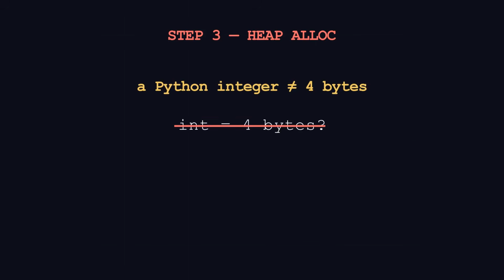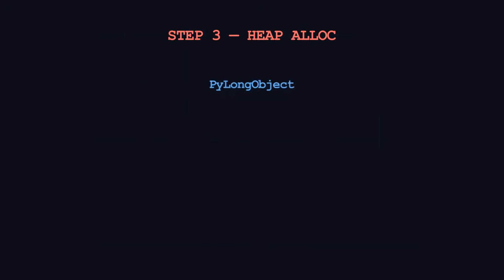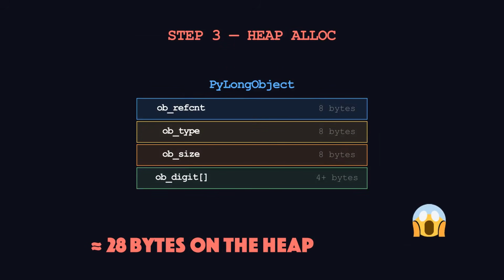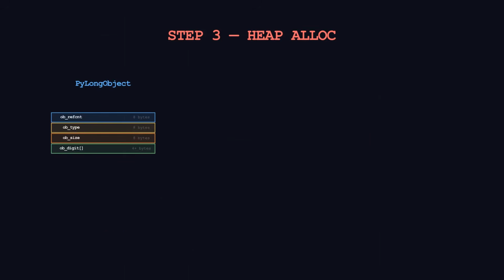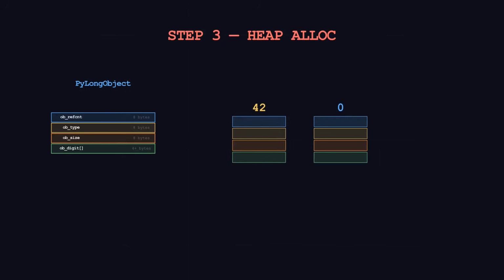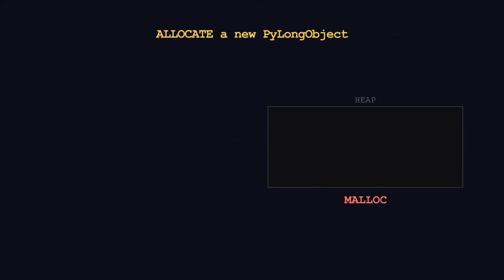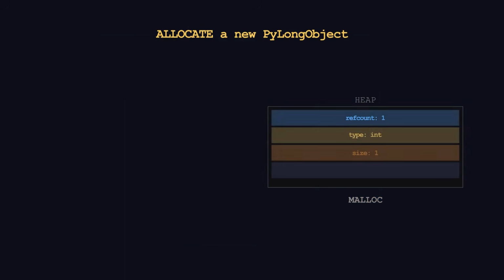And here's the catch. A Python integer isn't 4 bytes of data. It's a whole object on the heap. Around 28 bytes on a typical 64-bit CPython build. A reference count, a type pointer, a size field, a digit array holding the actual value. Every integer in Python looks like this. 42, 0, all of them, heap objects with headers. So to add 2 of them, Python unwraps both, reaches past the headers for the digits, adds the digits, then allocates a brand new object on the heap for the result. Malloc. Zero out memory. Write the header, write the digits, return a pointer.